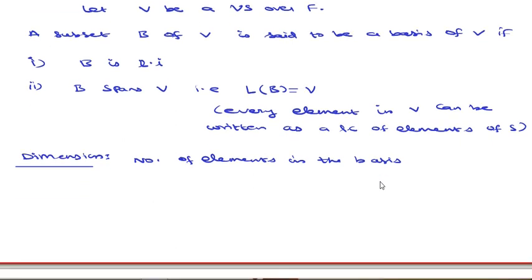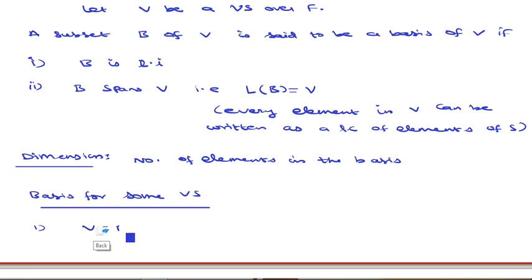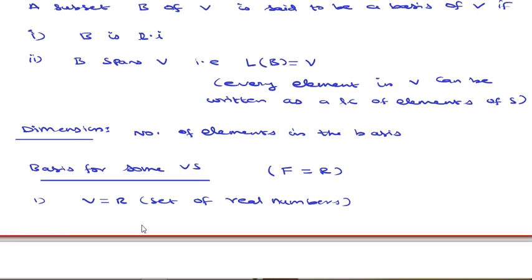So some examples. Basis for some vector spaces. The first one, let us take V equal to R. By default let us take the field to be R, so F is equal to R. So V is equal to R, that is the set of all real numbers.